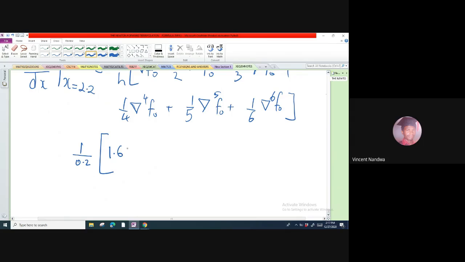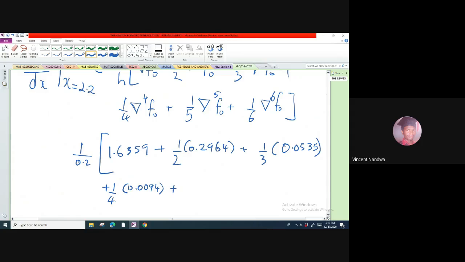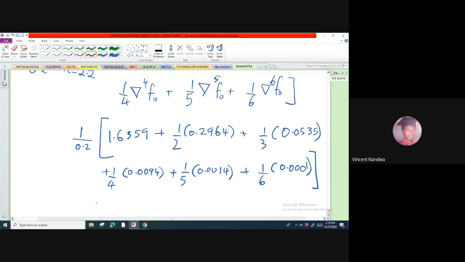0.1359 plus a half into 0.2964 plus a third into 0.0535 plus a quarter into 0.0094 plus a fifth into 0.0014 plus 1 over 6 into 0.0001. So work it out to get the answer to that.